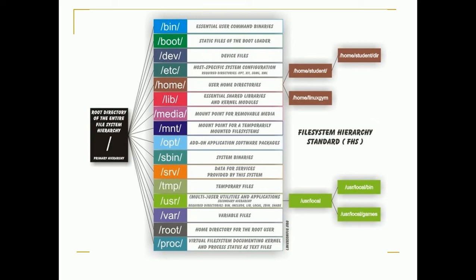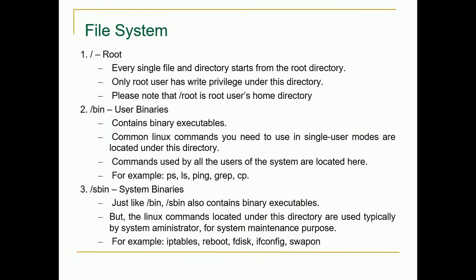slash student, this is the absolute path. Whenever we want to specify the location of any particular file which starts from the root, it is known as an absolute path. Student itself contains one directory named dir. So now we'll elaborate all these subfolders.